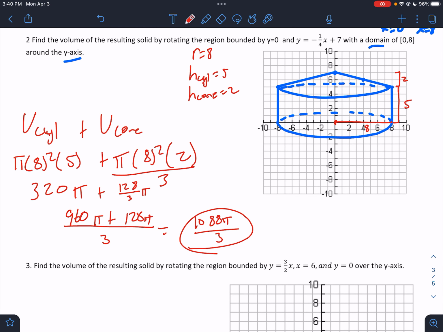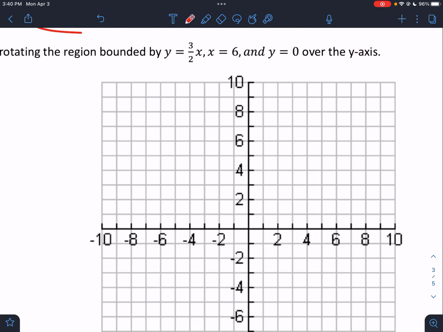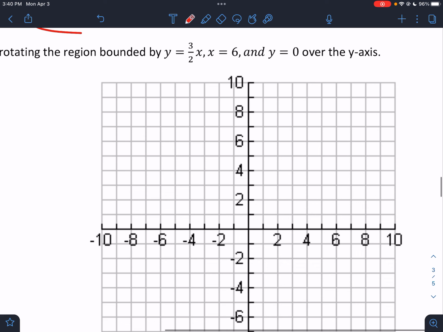All right, that's that entire problem. Do the next one. And I would love if you try to do them before I do them. I would love that. But this is y equals 3 halves x. That's up 3 over 2. Up 3 over 2. Up 3 over 2. And looking ahead, it goes from x equals 6 and y equals 0. So I know that it's going to be here. I know it's going to be at x equals 6 and at y equals 0.